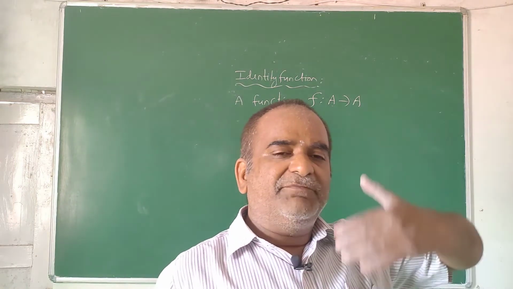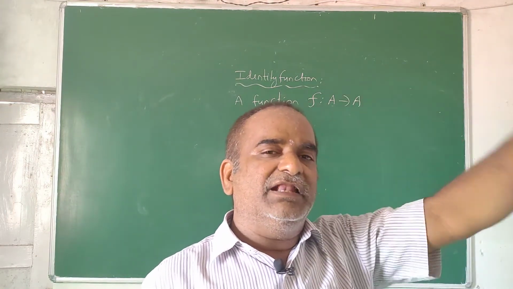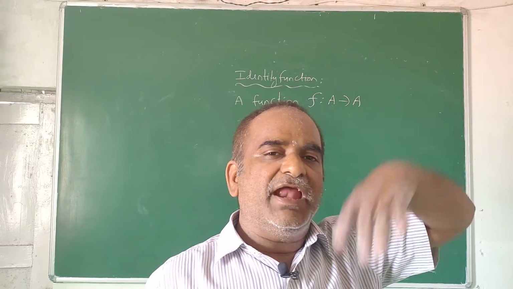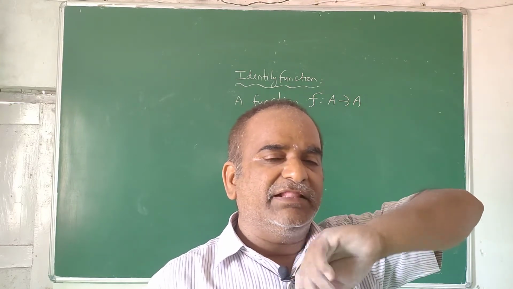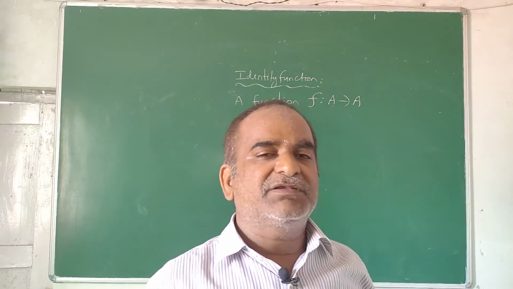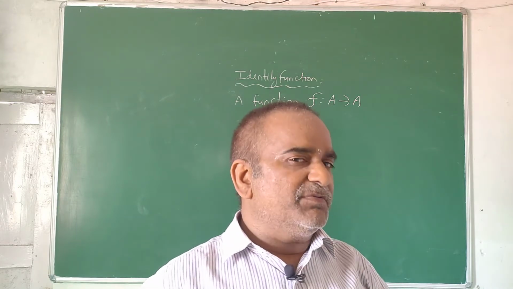So this identity function always will be on a single set. So A to A or B to B or C to C, like that. A to B identity function will not be there. So please do remember this.